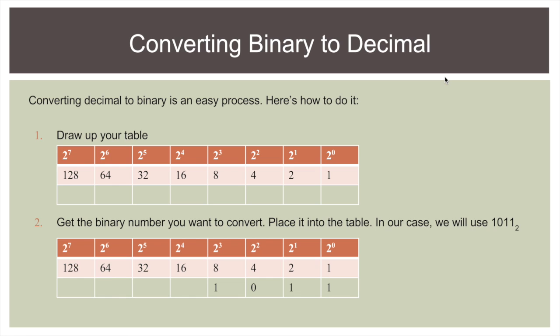Now we have a binary number and we want to convert it to decimal. How do we do that? First step, draw up your table, and make it as big or as small as you need. You get the binary number you want to convert and place it into the table. Really important here, the rightmost digit goes in the rightmost slot. Don't start from the left, because if you run out of digits, everything will be in the wrong place. So you always start from the right.